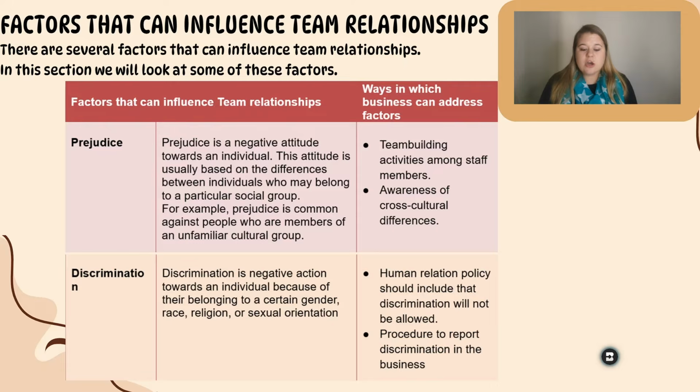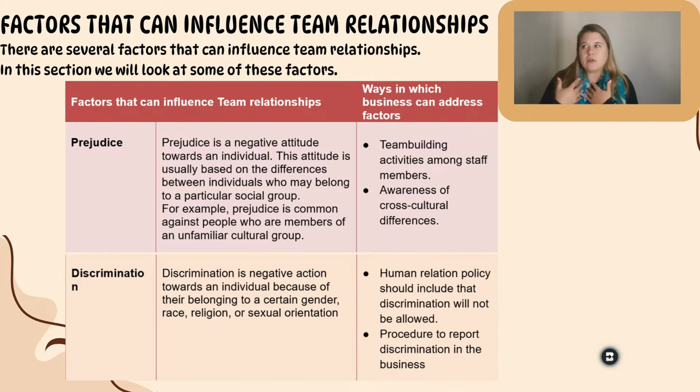This attitude is based on the differences between the individuals who belong to a particular social group. So, for example, prejudice is common amongst people who are members of unfamiliar culture groups. So, prejudice could be on religion, it could be on culture. So, we tend to have this negative attitude, maybe because we don't understand their type of belief and culture, or it could just be that we feel ours is superior for whatever reason.